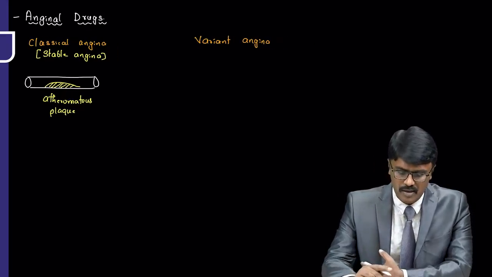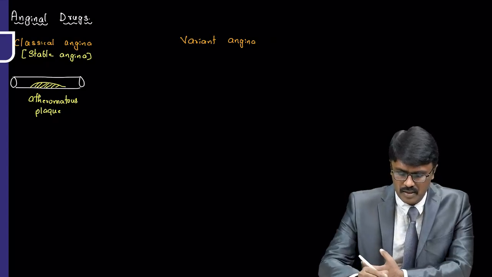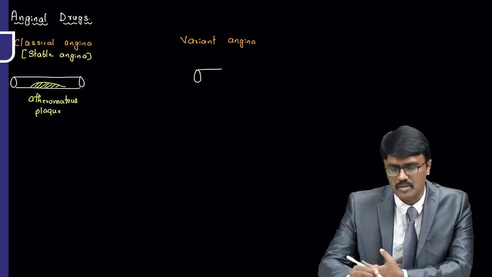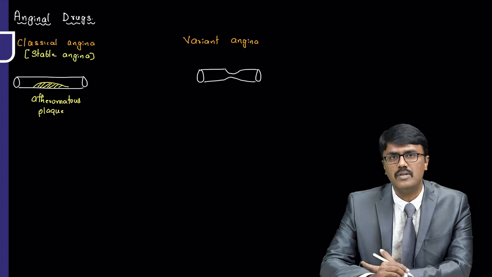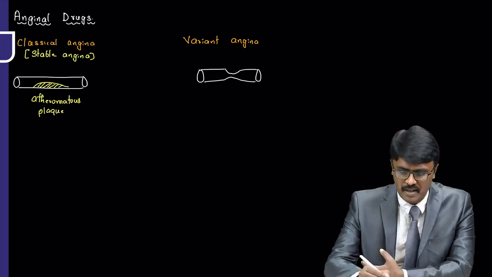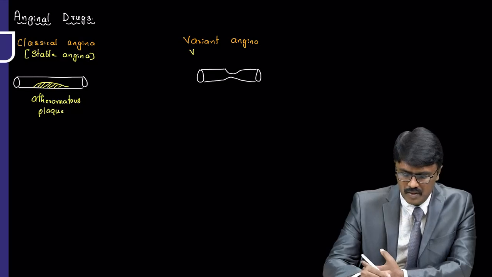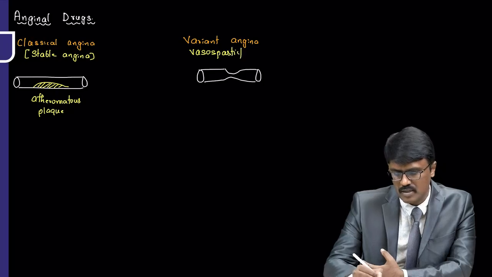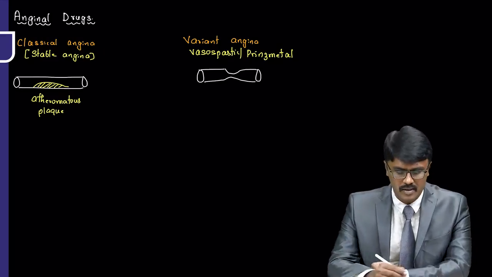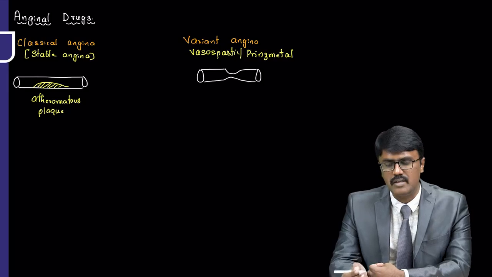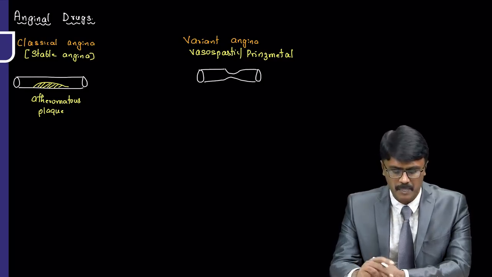Now, what do you mean by variant angina? The problem in variant angina, let me write the coronary artery, is that the coronary artery is spasmodic. So it is spastic. There is a spasm in the coronary artery. That is why it is also called by one more name, vasospastic angina. And the scientist who discovered this, his name is Prinzmetal. So it is also called Prinzmetal angina. So here there is atheromatous plaque, and in variant angina there is coronary spasm.